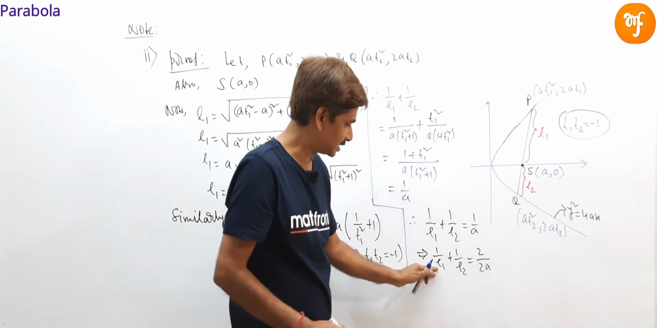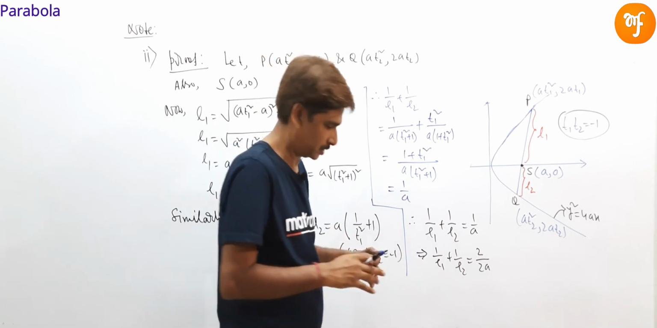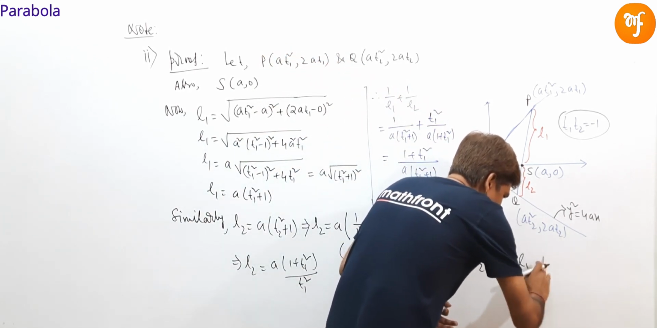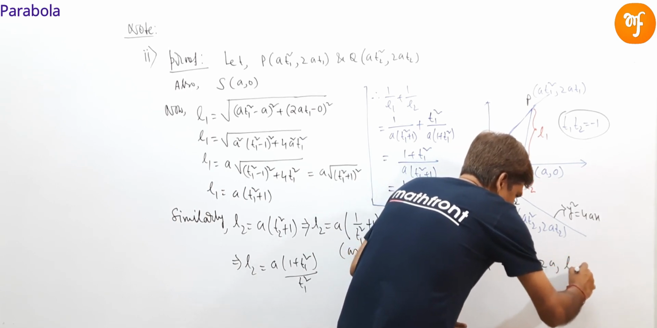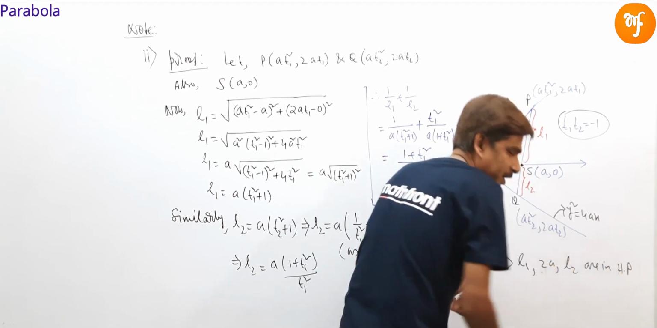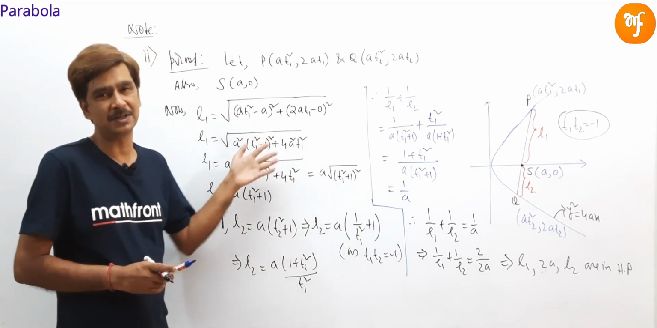That is, we can say L1, 2a and L2 are in harmonic progression. So writing here, L1, 2a and L2 are in harmonic progression. Okay, so in this way we can prove this statement.